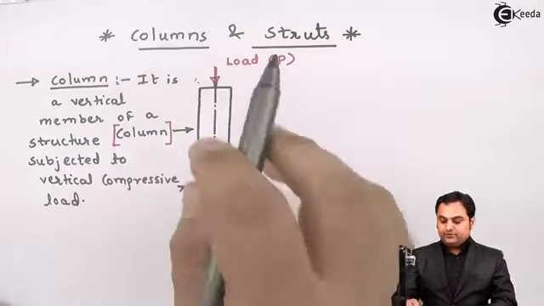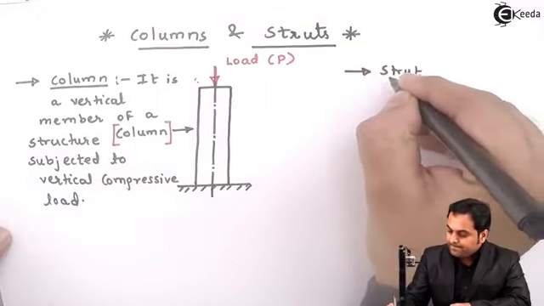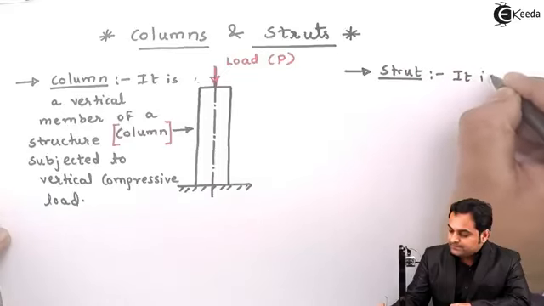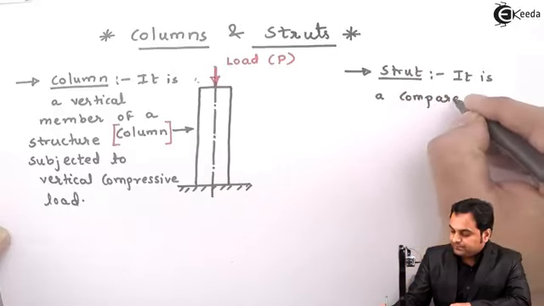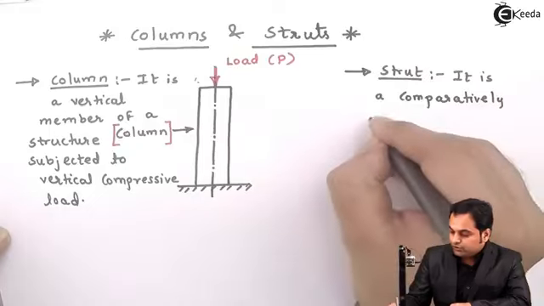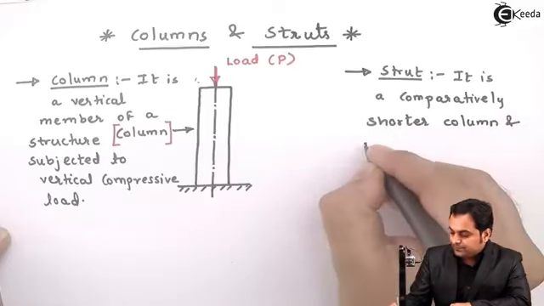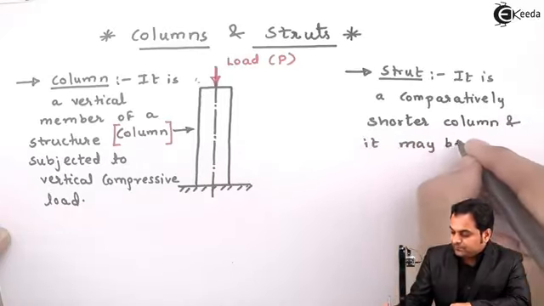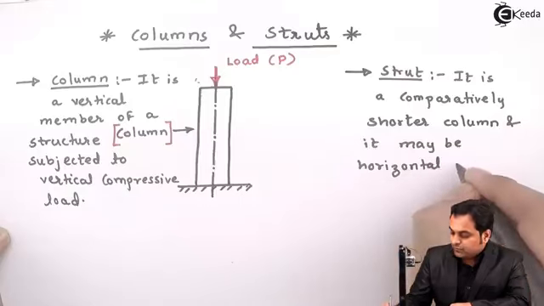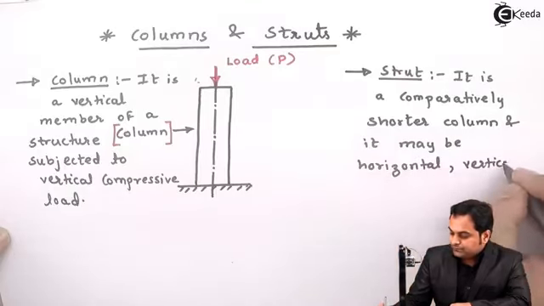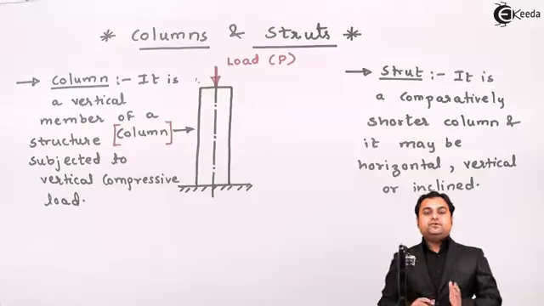And if I want to differentiate between columns and struts, a strut is basically a comparatively shorter column and it may be horizontal, vertical or inclined. So here is the difference between columns and struts.